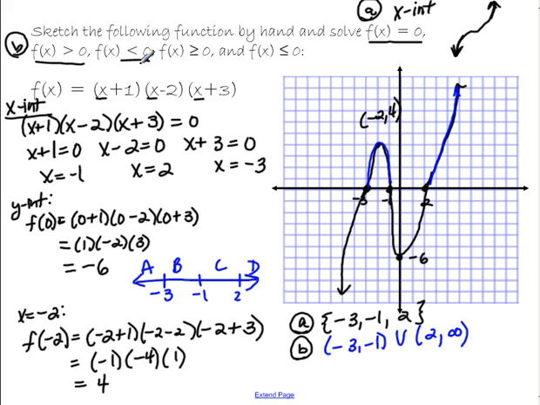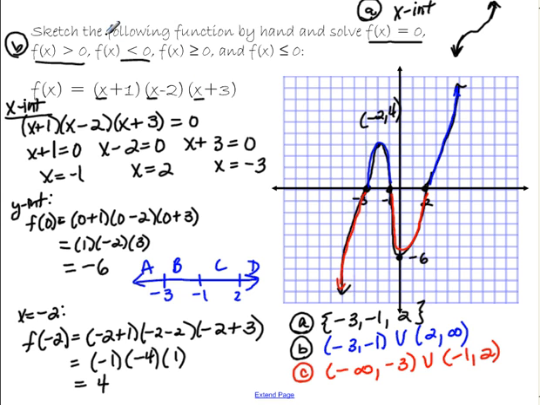Part C, where is f of x less than 0? Well, less than 0 is where the graph is below the x-axis, which is to the left of the -3, so -infinity to -3, and then between the -1 and the 2.